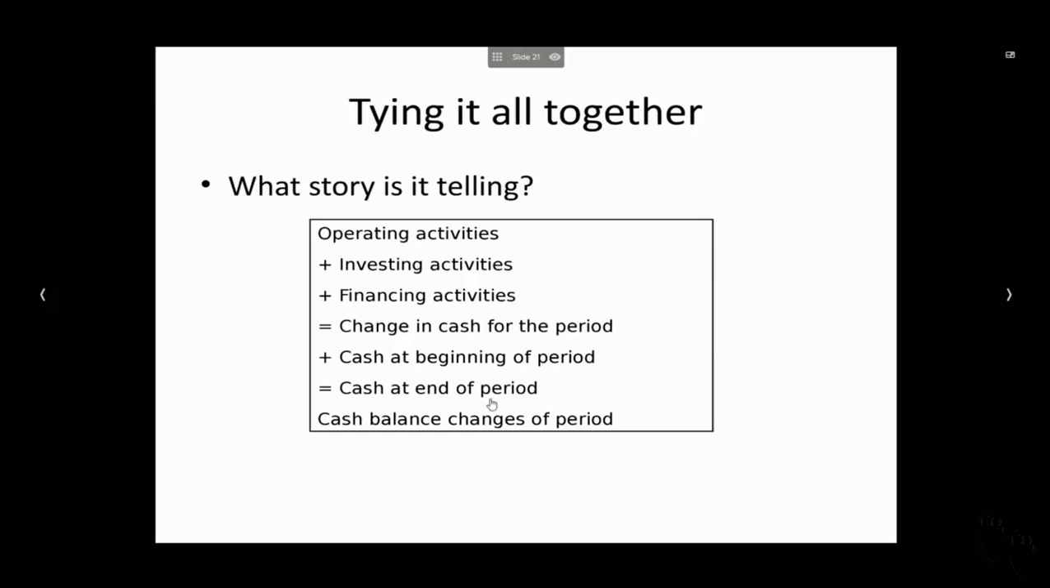So tying it into our interactive financial statements, one of the checks of our financial statements linking and flowing through each other is, does the cash at the end of the period in the statement of cash flows match the cash as presented in the current assets section of the balance sheet? Okay, so that's one of the checks. So what story is it telling?